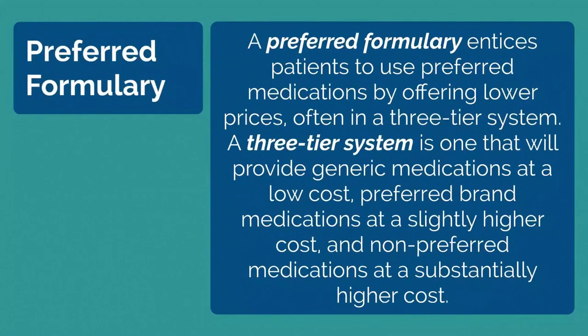Next, we have preferred formularies. A preferred formulary entices patients to use preferred medications by offering lower prices, often in a three-tier system. So a three-tier system is one that will provide generic medications at a low cost, preferred brand medications at a slightly higher cost, and non-preferred medications at a substantially higher cost.